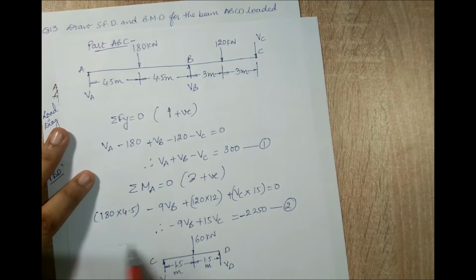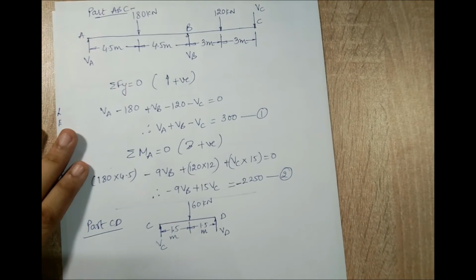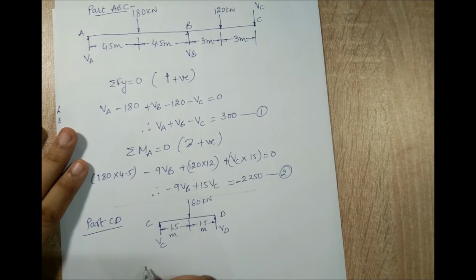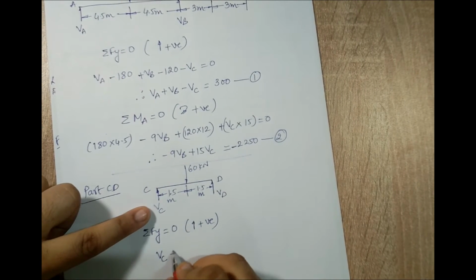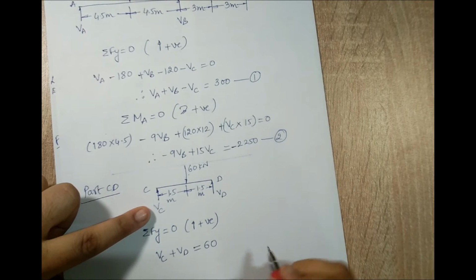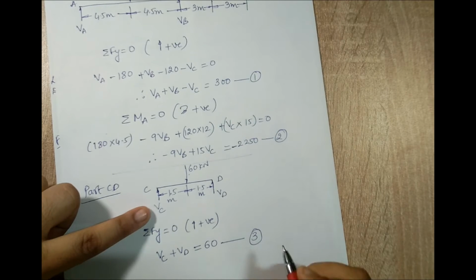Now I'll solve this much portion of the beam. So this is my part CD of the beam. Now here I am going to use the same two equations. So I'll have summation of force in y direction is equal to 0. Upward forces will be considered positive. So I have VC going upwards plus VD and 60 is going downward. So I have one equation here. Let me mark this as equation number 3.